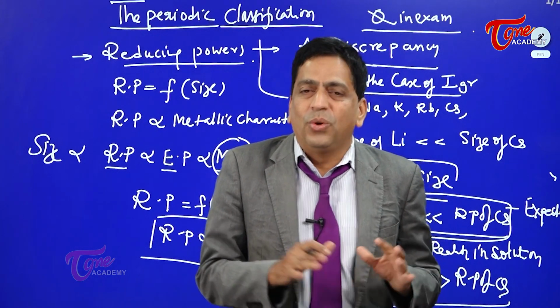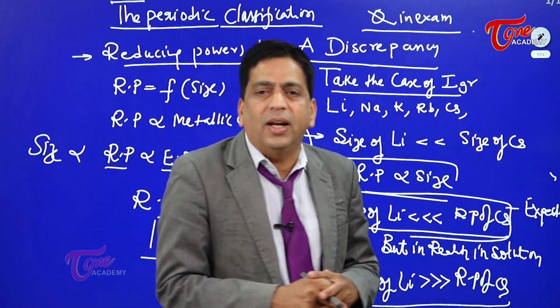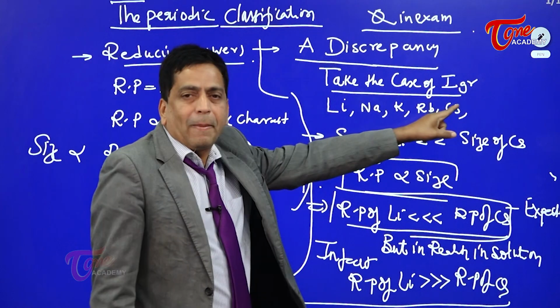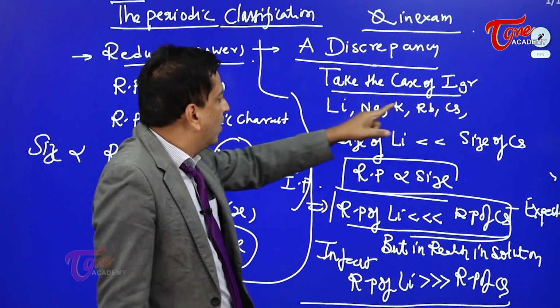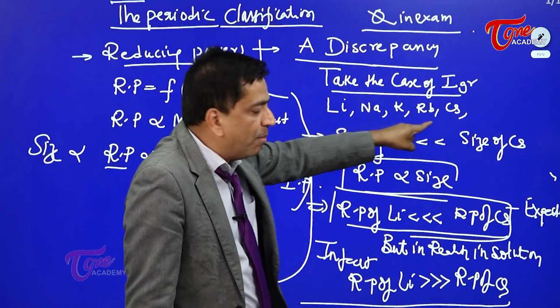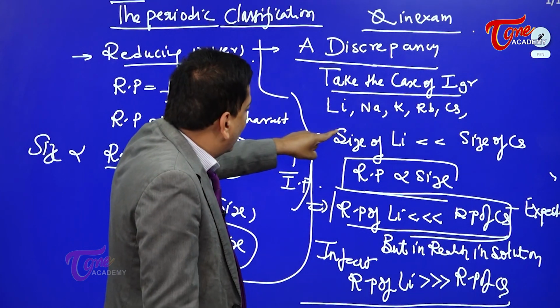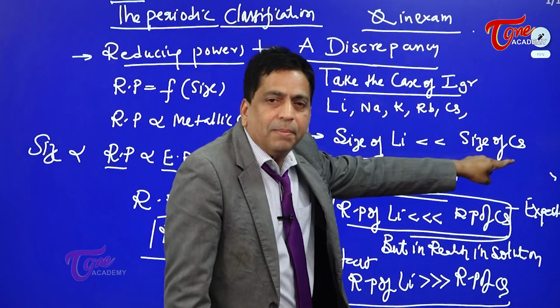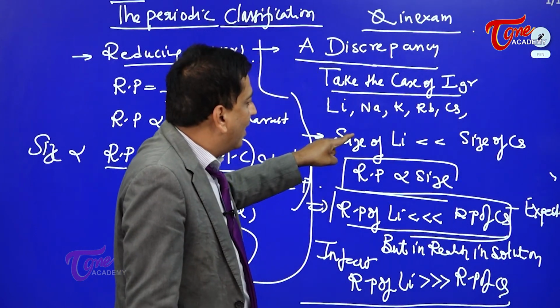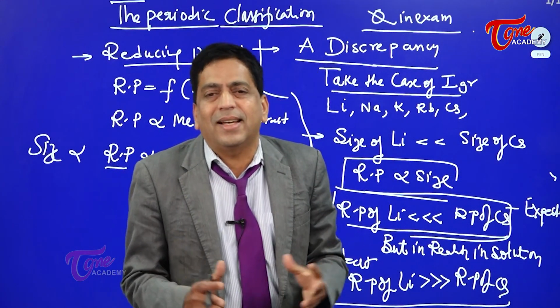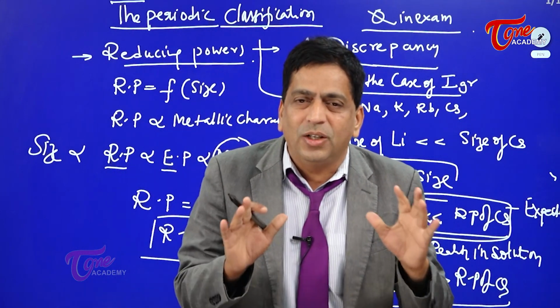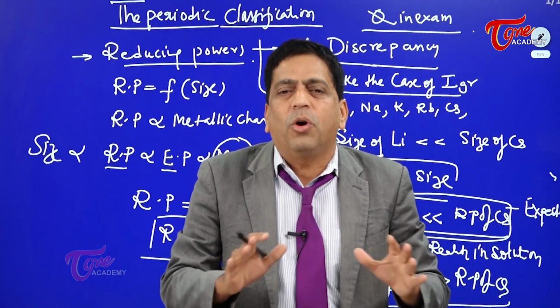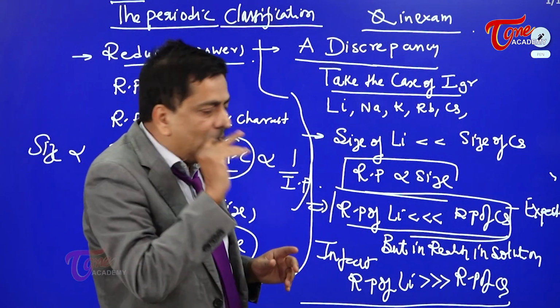So, if you look in the first, understand the discrepancy we are telling. Take the case of the first group elements, right? And the size of lithium is less than the size of cesium. Lithium is lesser than the size of what? Cesium. I think you will agree, because from top to bottom the size will be increasing, right?